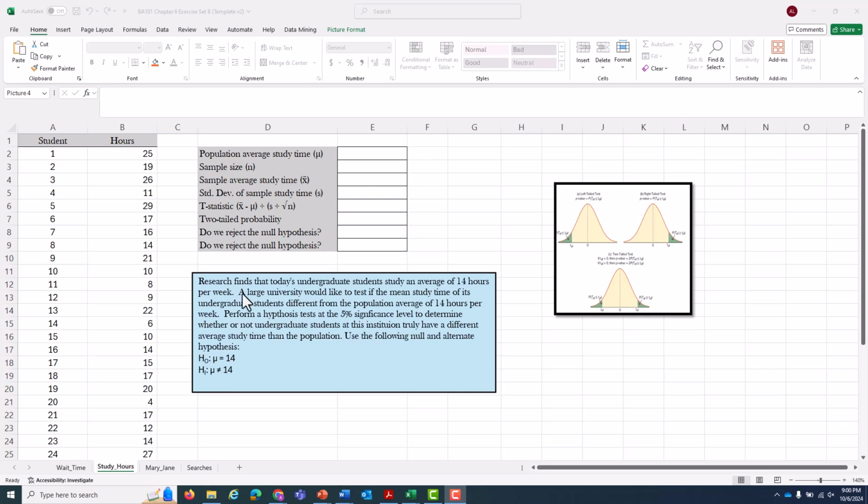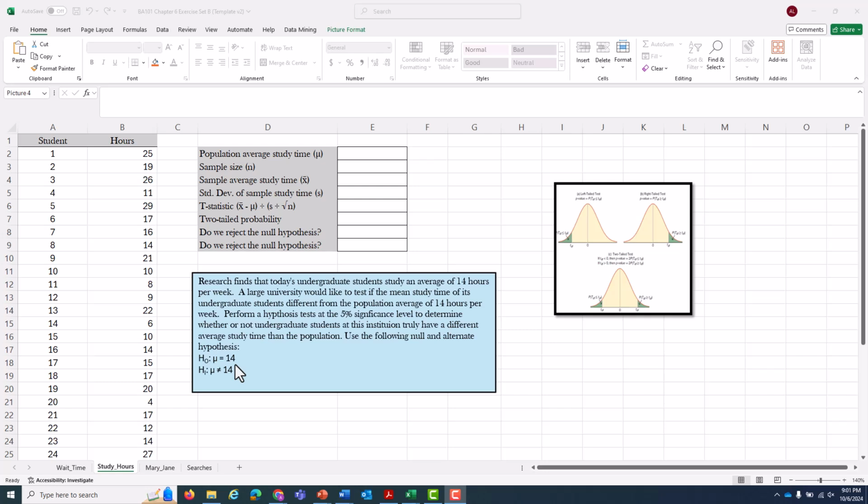The research finds that today's undergraduate students study an average of 14 hours per week. A large university would like to test if the mean study time of its undergraduate students differs from the population average of 14 hours per week. And differs is the key word right here, because we're not saying it has to be lower or greater than respectively. It can be either, just as long as it's not what we're having as the going average.